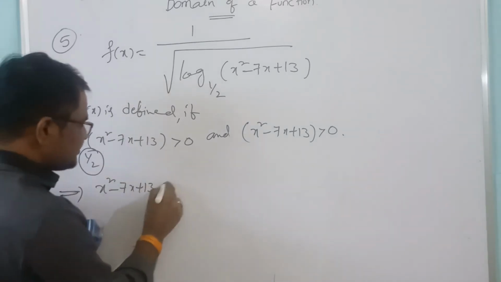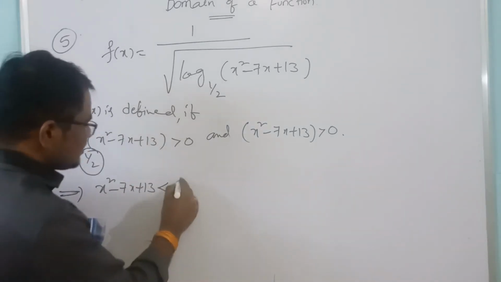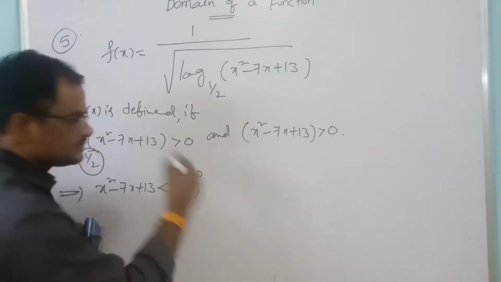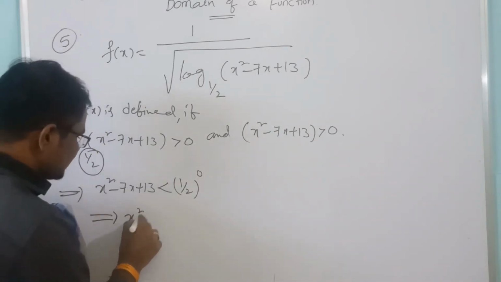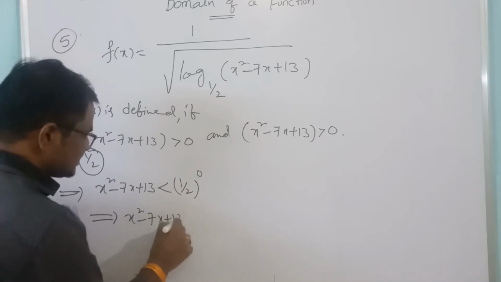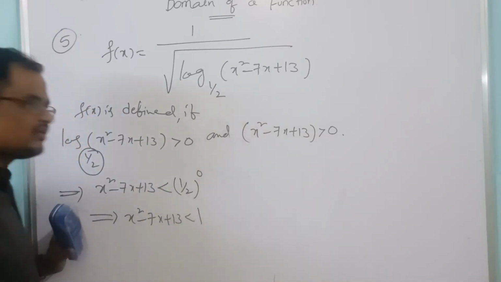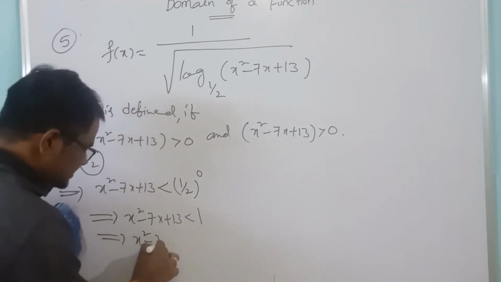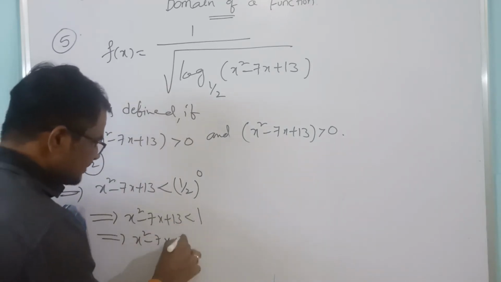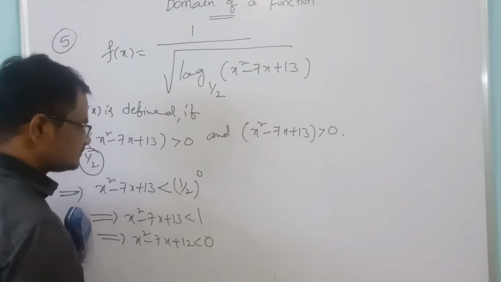This greater than becomes less than 1 by 2 whole power 0. Right? Now that implies x square minus 7x plus 13 less than 1 by 2 whole power 0, which is 1. That implies x square minus 7x, bring this side, plus 12 less than 0.